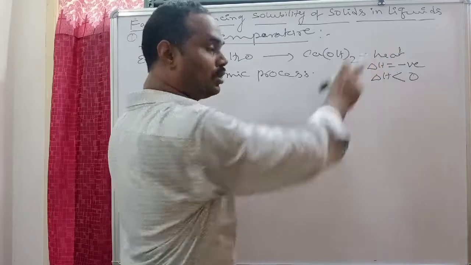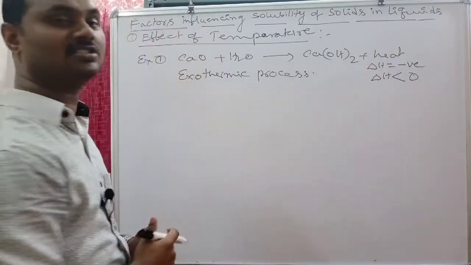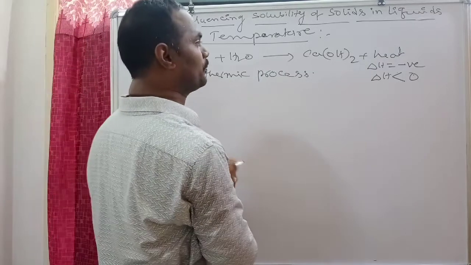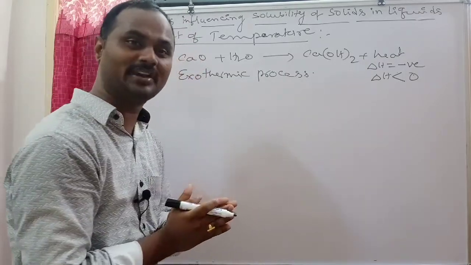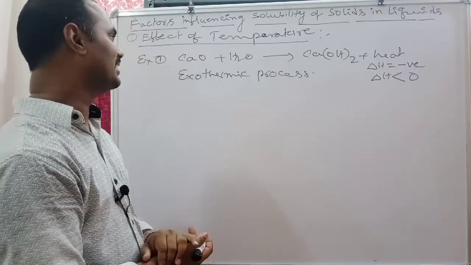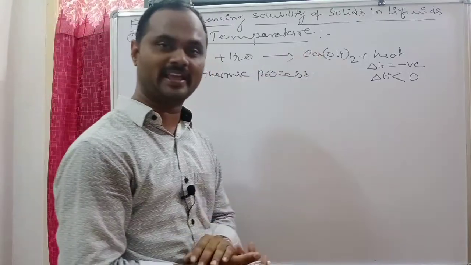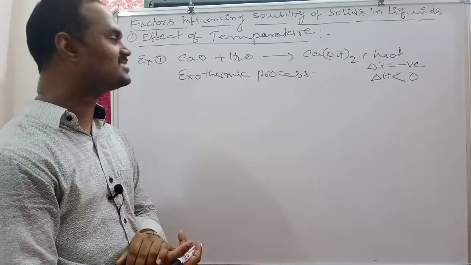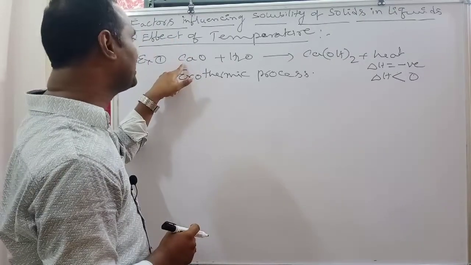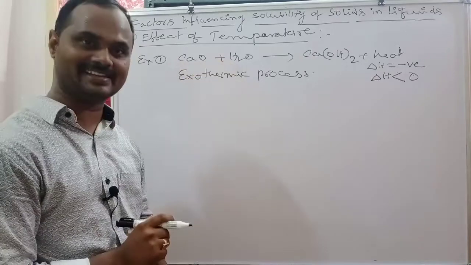Instead of the forward direction, the backward process will take place. To add to this, in an exothermic process, the favorable temperature is low temperature. It means for this process to take place, less temperature is required. With a decreasing temperature, the solubility of CaO in water increases.